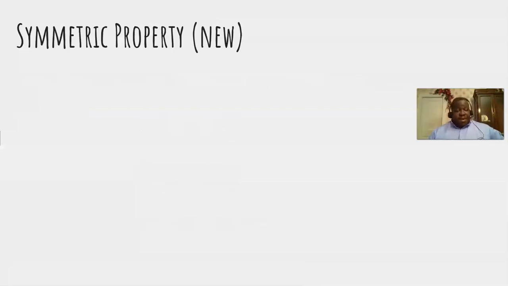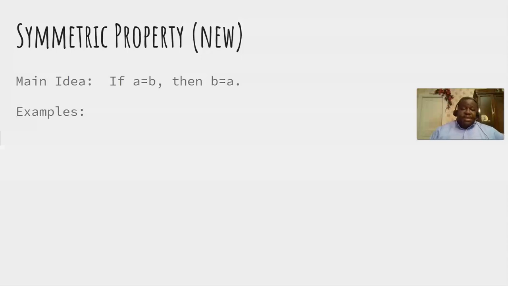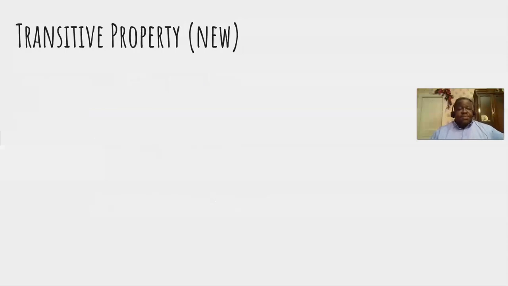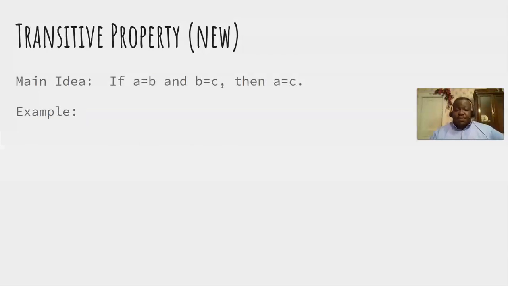The symmetric property. If a equals b, then b equals a. So for instance, if x equals 3, then 3 is going to be equal to x. If 6x is equal to 36, then 36 is equal to 6x. The transitive property. Now watch this. If a equals b, and b equals c, then a is going to equal c.